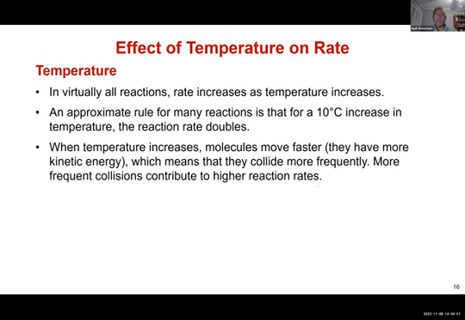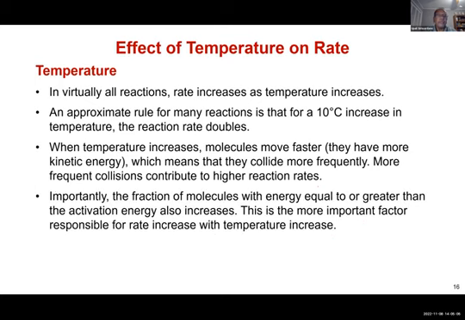Also, they have collisions with higher energy, and higher energy means above activation energy. They contribute to higher reaction rate. Therefore, importantly, the fraction of molecules with energy equal to or greater than the activation energy also increases. This is the more important factor responsible for the rate increase with increasing temperature.